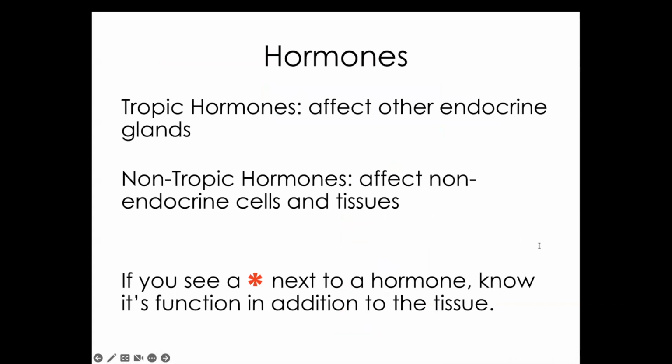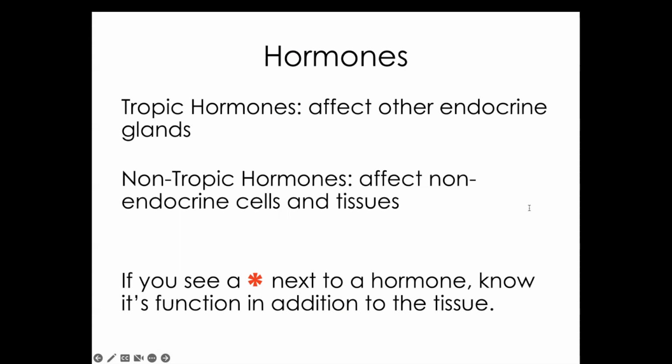Now we'll start looking at specific hormones and their function. First, it's important to know the two types of hormones. There are tropic hormones and non-tropic hormones. Tropic hormones are hormones that are used to communicate with other endocrine glands. Non-tropic hormones are used to communicate and stimulate non-endocrine tissues and cells.